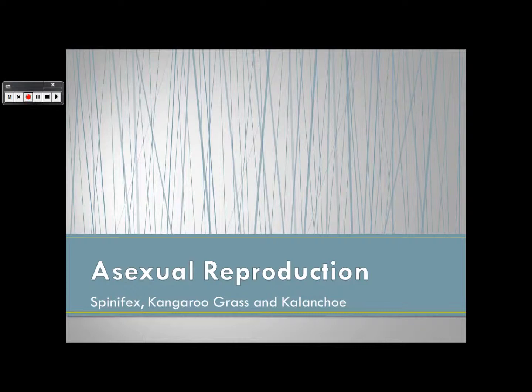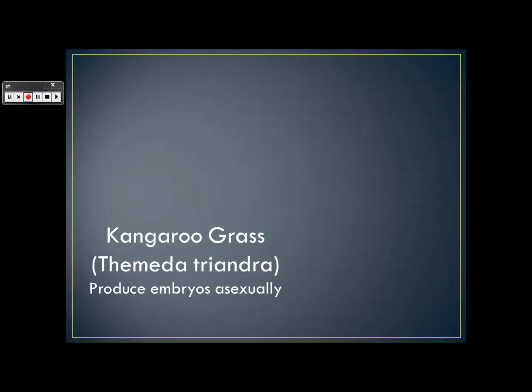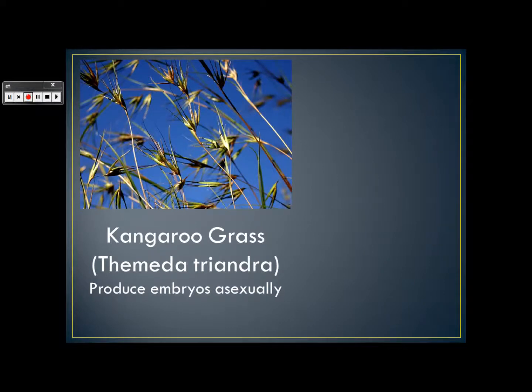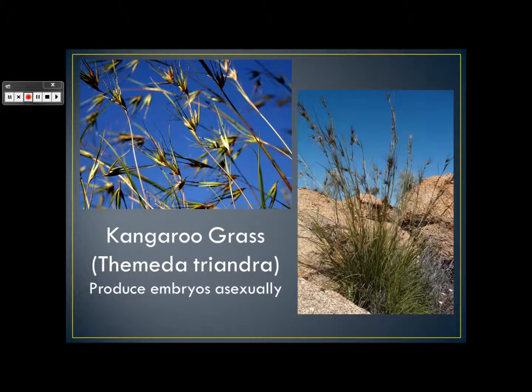Asexual reproduction is when the plants are able to reproduce without producing gametes or sex cells. This allows some plants to be able to survive harsh weather conditions and grow quickly when the time is right. Some plants produce the embryos in the seed asexually, such as kangaroo grass, allowing the new plant to be born identically to the parent plant.